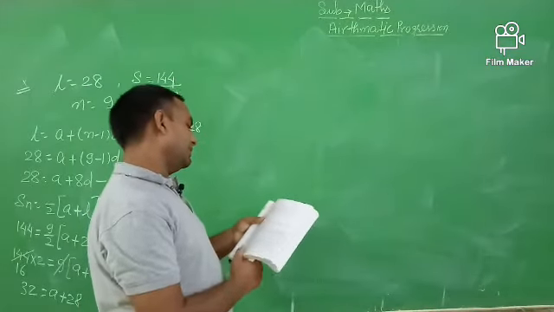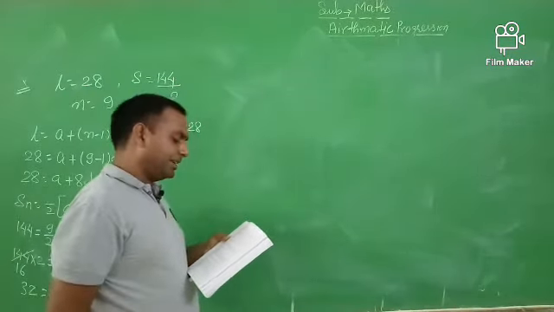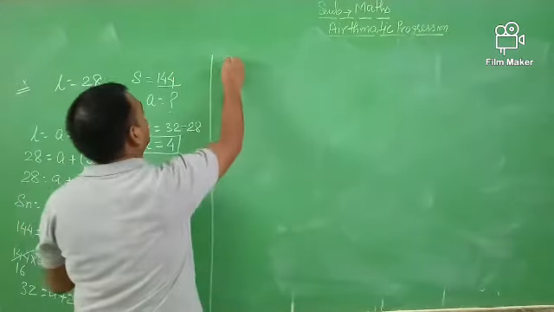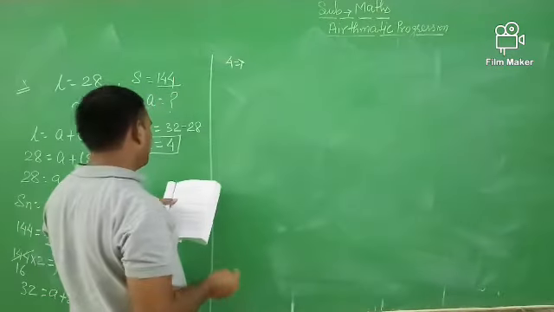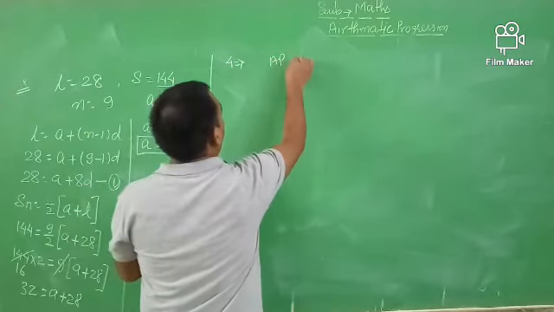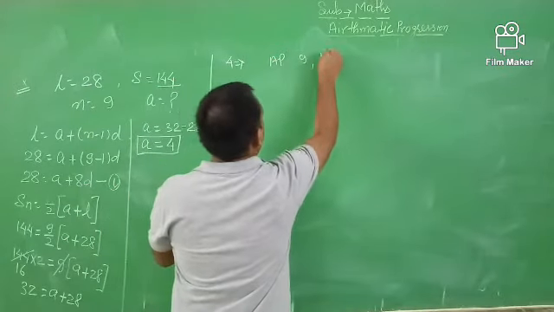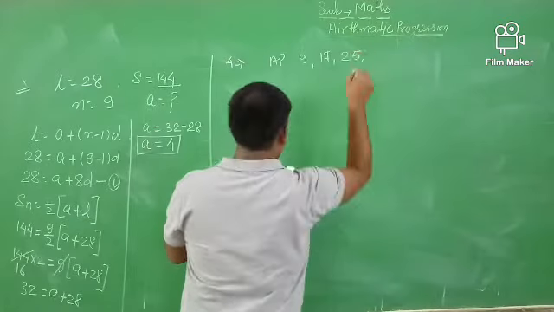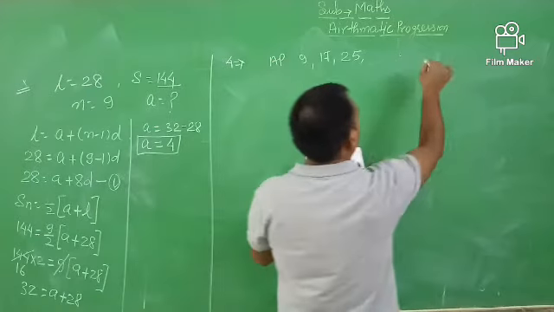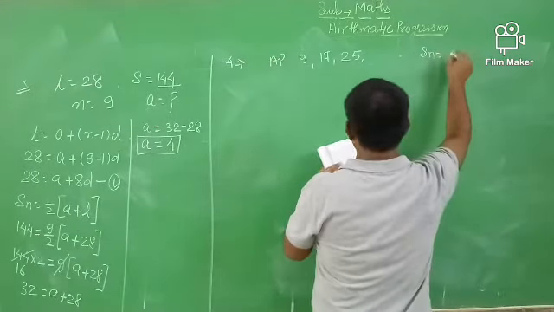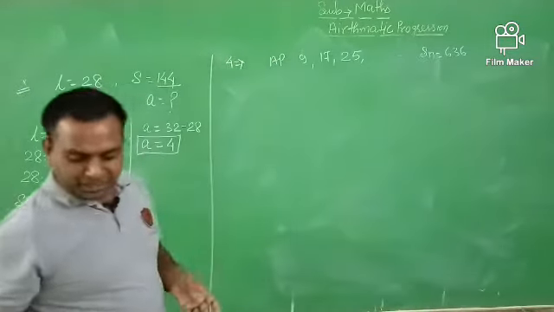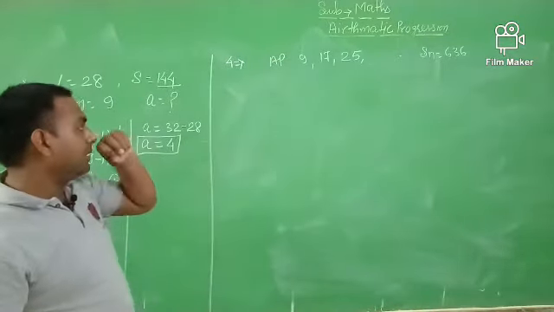Question number 4: how many terms of the AP 9, 17, 25, and so on must be taken to give the sum Sn equal to 636? It means here you have to find the value of n, because n is the number of terms.